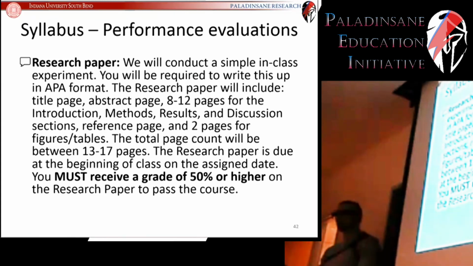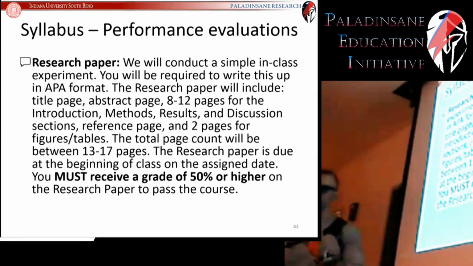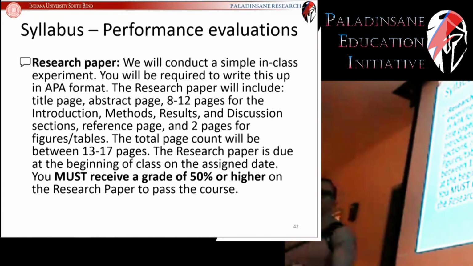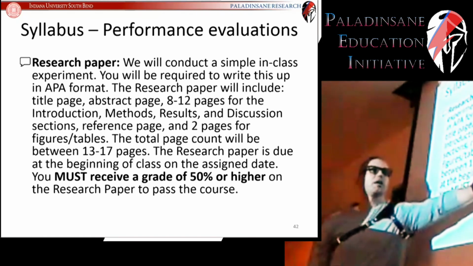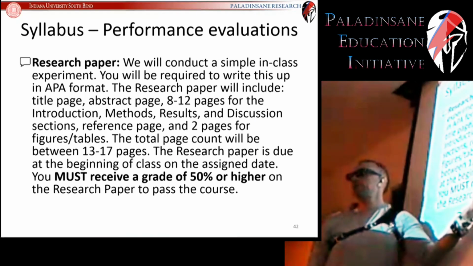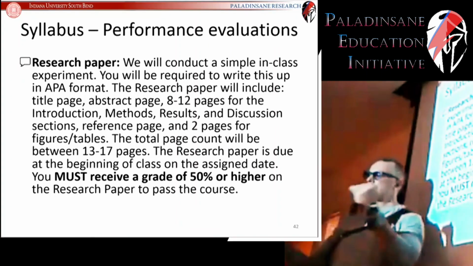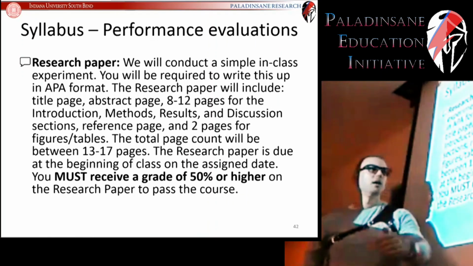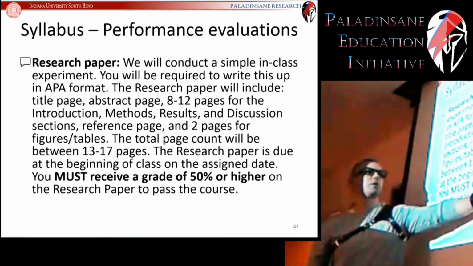I know it's a big project. I know it's a lot of work to put together. And I don't want to make anybody feel anxious about this, but there is a stipulation that you need to receive a grade of 50% or higher on your research paper to pass the course. So regardless of how you're doing in the course, this is a course about writing, and you need to do a 50% or greater on your research paper to pass the course.